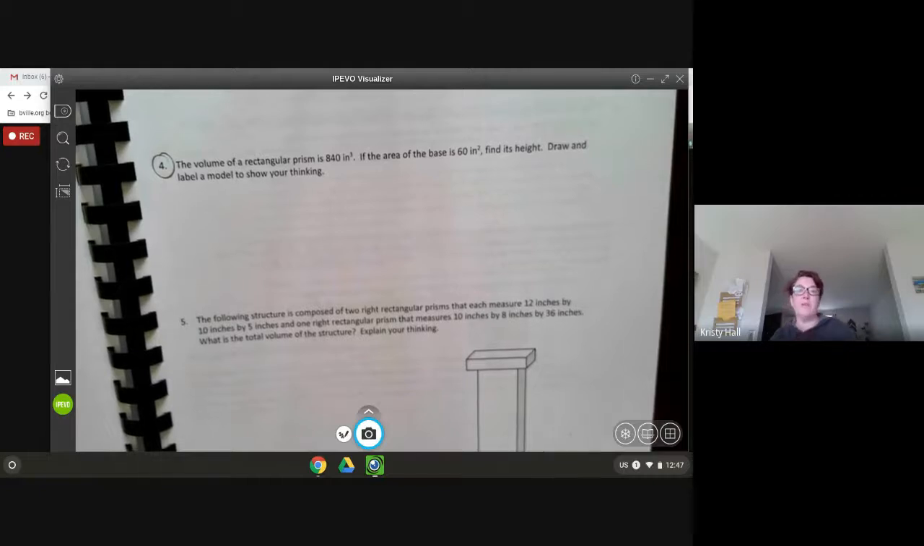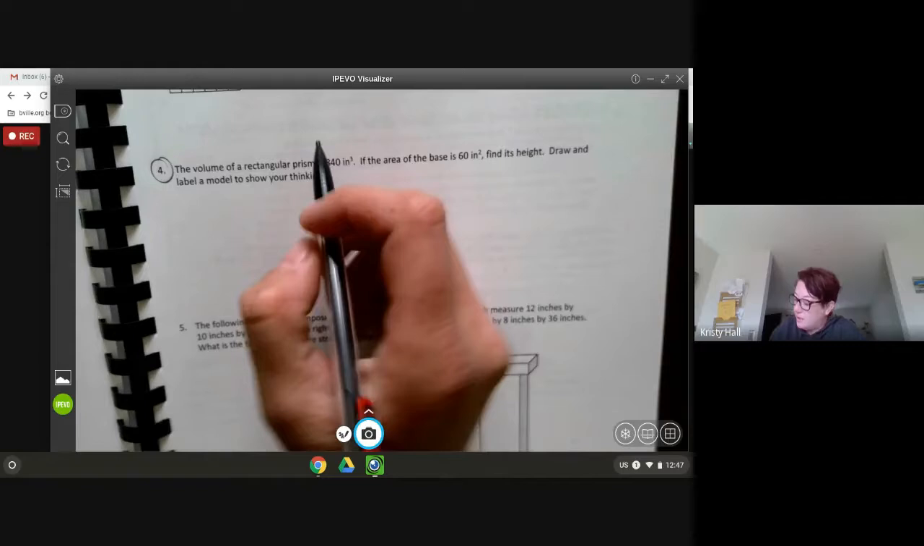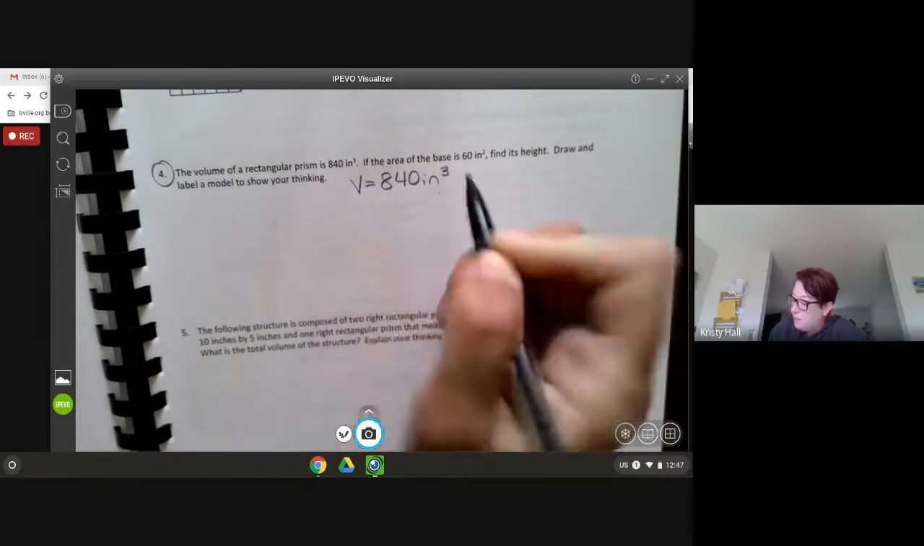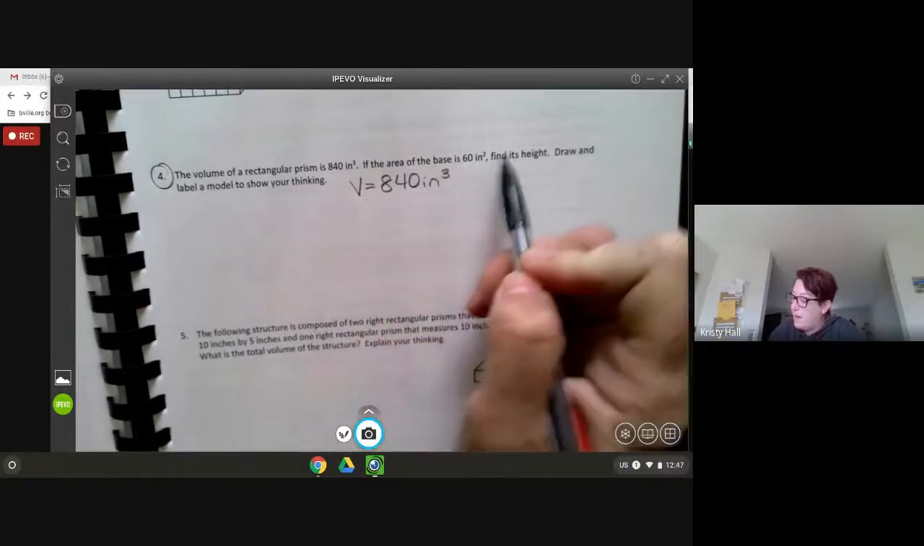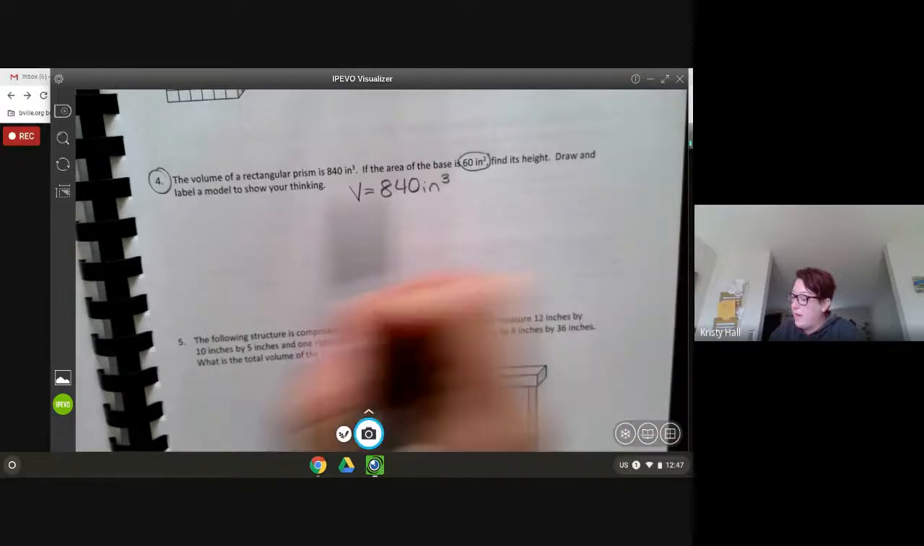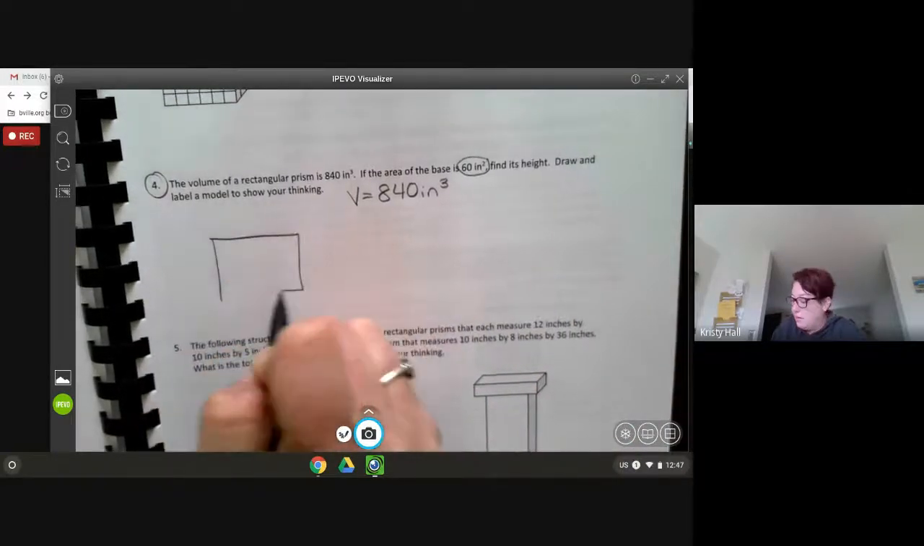The volume of a rectangular prism is 840 cubic inches. So the volume is 840 cubic inches. If the area of the base is 60 square inches, find its height. Draw and label a model to show your thinking. Okay, so I need a model.